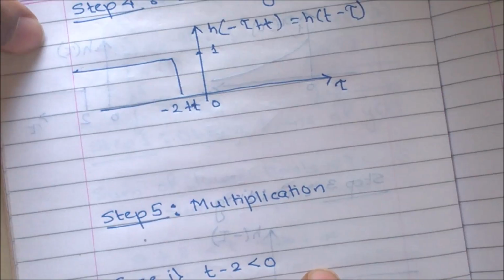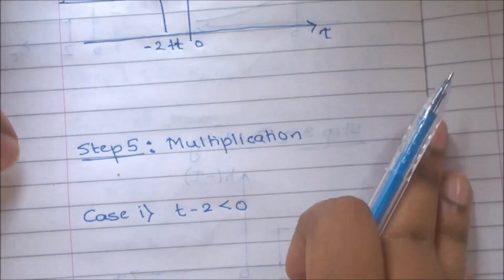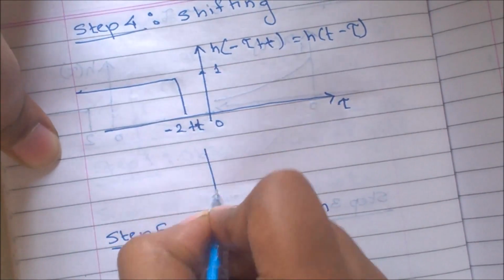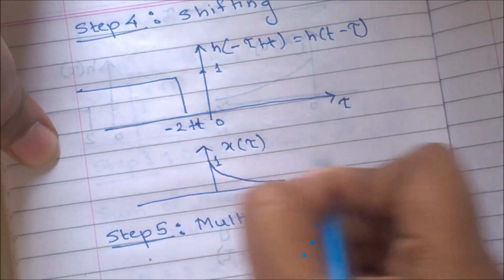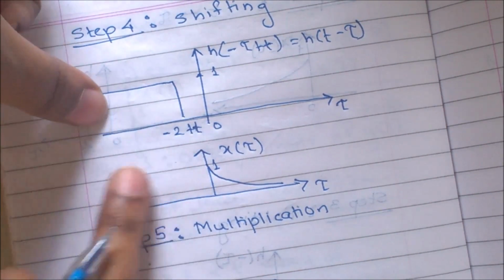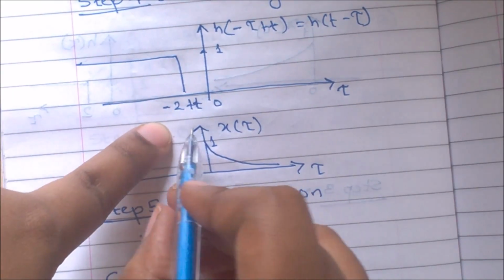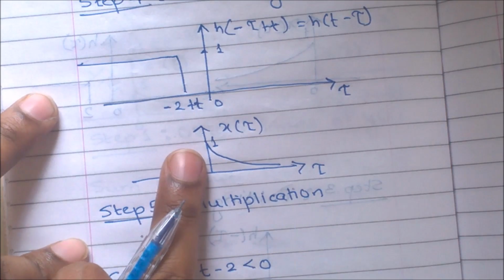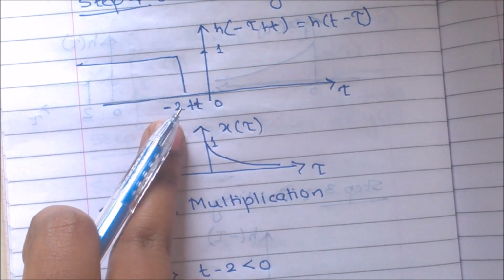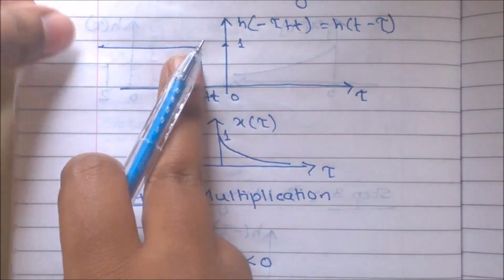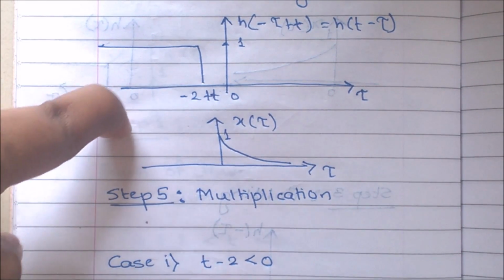Now the next step is multiplication. Now we will multiply this folded and shifted signal with the x of tau signal. So we can draw that x of tau signal again over here. X of tau is the signal. We need to multiply these two. So the first case that we'll consider is when t minus 2 is less than 0. So what do we see when t minus 2 is less than 0? The folded signal extends from minus infinity to minus 2 plus t. We see that the signal is 1 for h of t minus tau, and for x of tau it is 0. So the multiplication of these two signals will be 0 for t minus 2 less than 0.